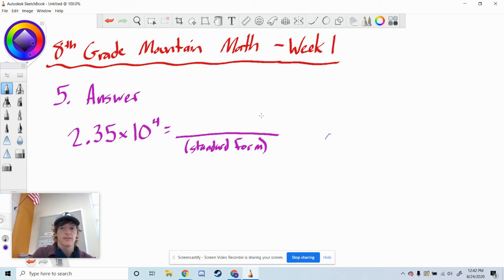8th grade Mountain Math, week 1, number 5, answer. We need to turn this into standard form. We have 2.35 times 10 to the 4th power. So I'll show you a couple things about this one.